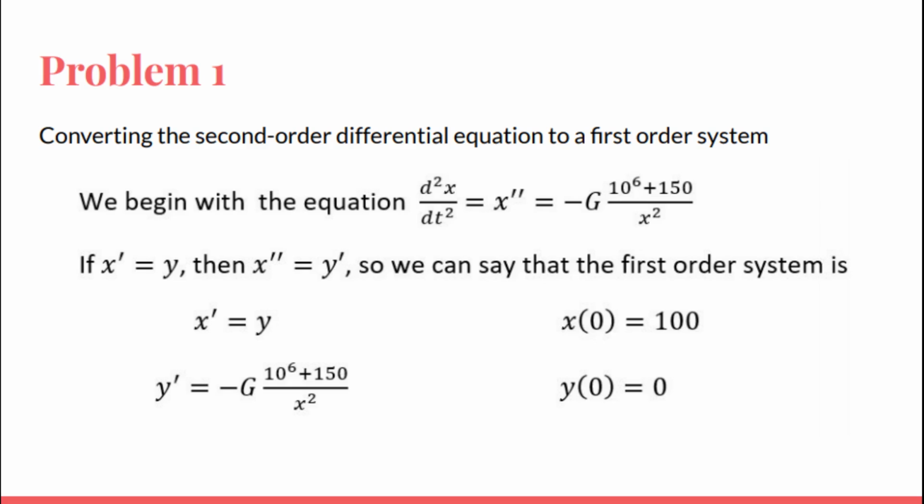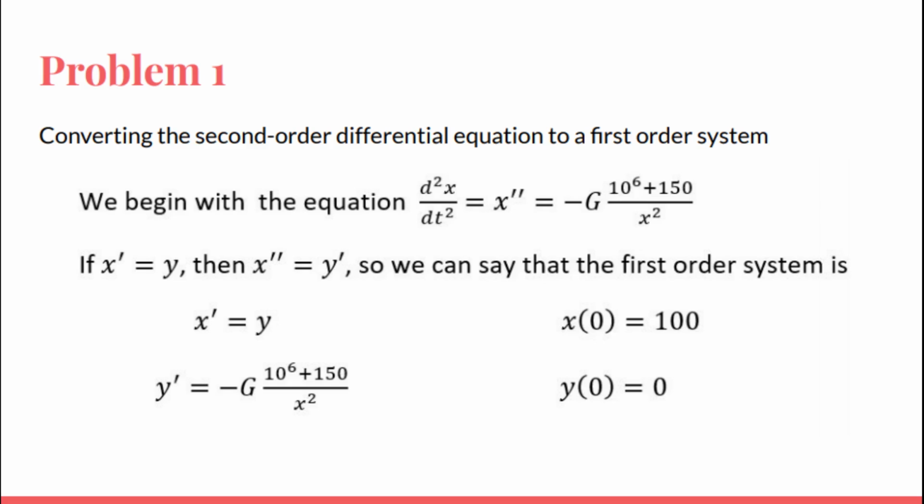Problem 1 is the basic conversion of the second-order differential equation to a first-order system. So we begin with the equation which is given to us, that is, x double prime is equal to the negative gravitational constant times the quantity 10 to the 6th plus 150 divided by x squared. We can define x prime is equal to y, and therefore x double prime is equal to y prime. So using these definitions, we can say that the first order system is x prime is equal to y, and y prime is equal to negative gravitational constant times the quantity 10 to the 6th plus 150 divided by x squared.